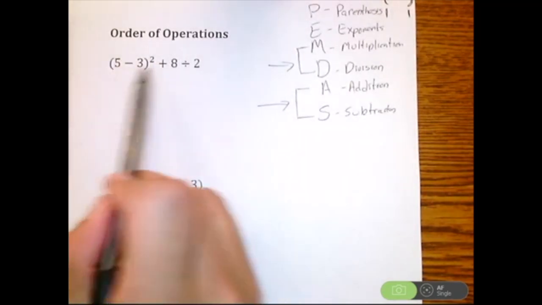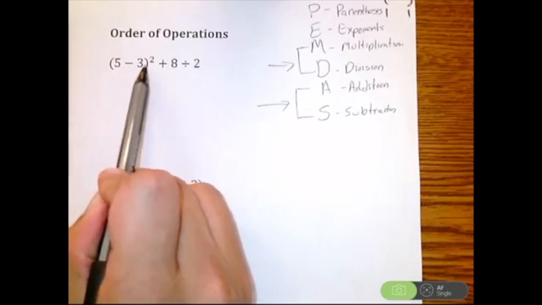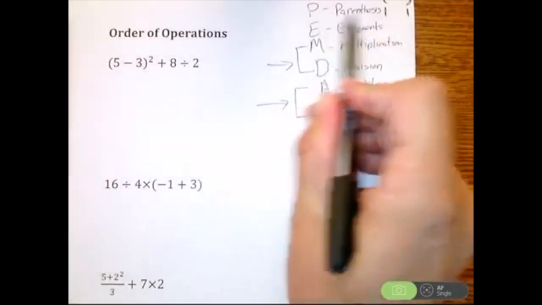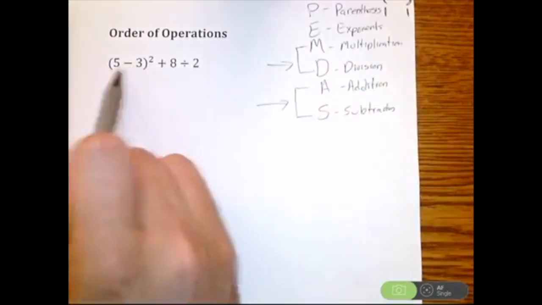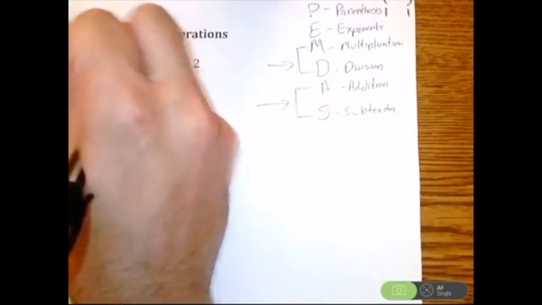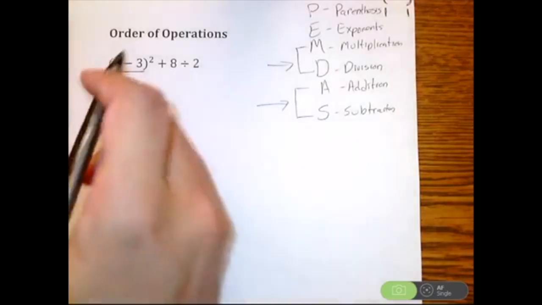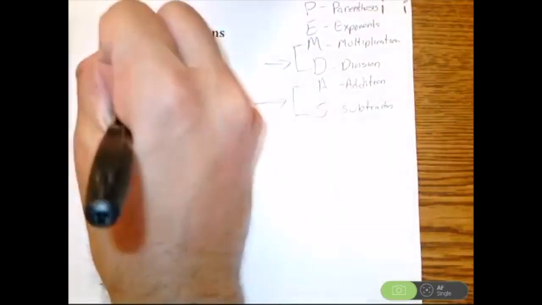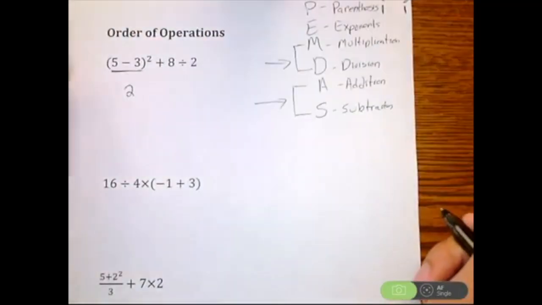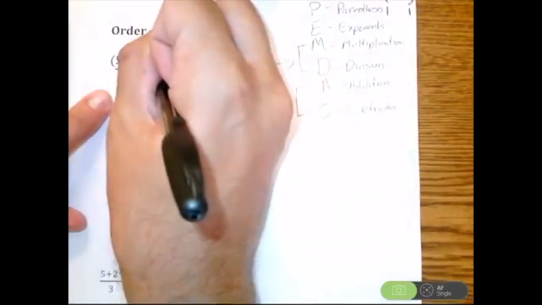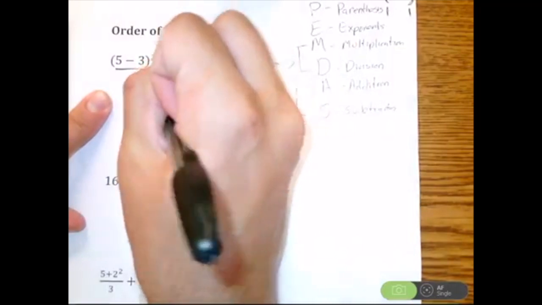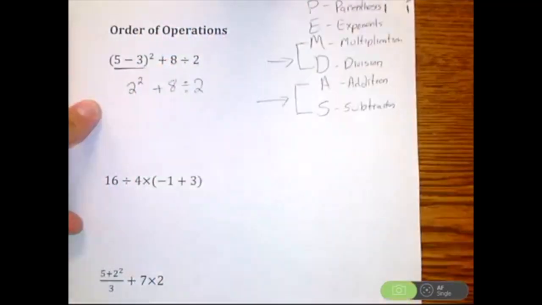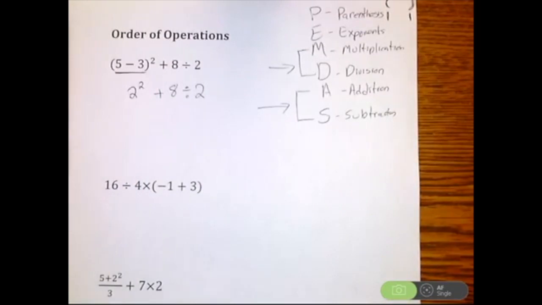So if I look at this first example, parentheses 5 minus 3, squared, plus 8 divided by 2. The first part of the order of operations is parentheses, which I have here. I'm going to underline that, and I'm going to tackle that first. 5 minus 3, that's inside the parentheses. 5 minus 3 is 2. All I did was 5 minus 3. I haven't touched this square, the plus, the 8, the division, the 2. So I just rewrote everything else that I haven't touched.